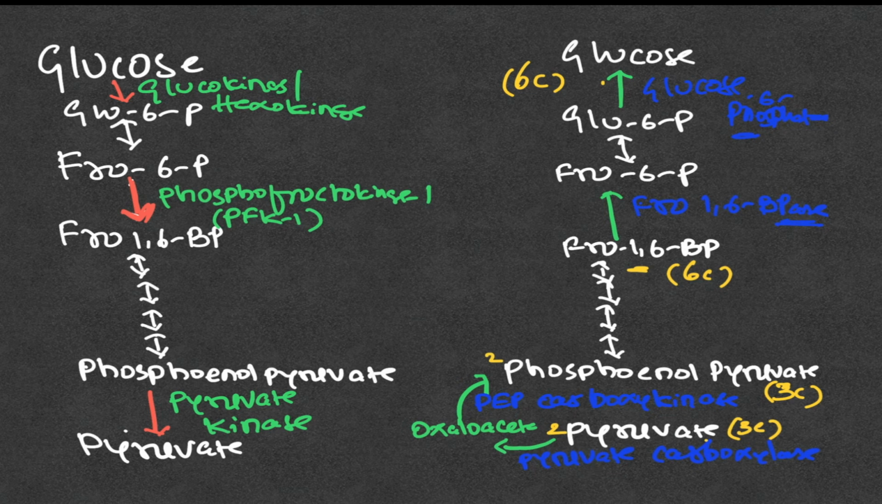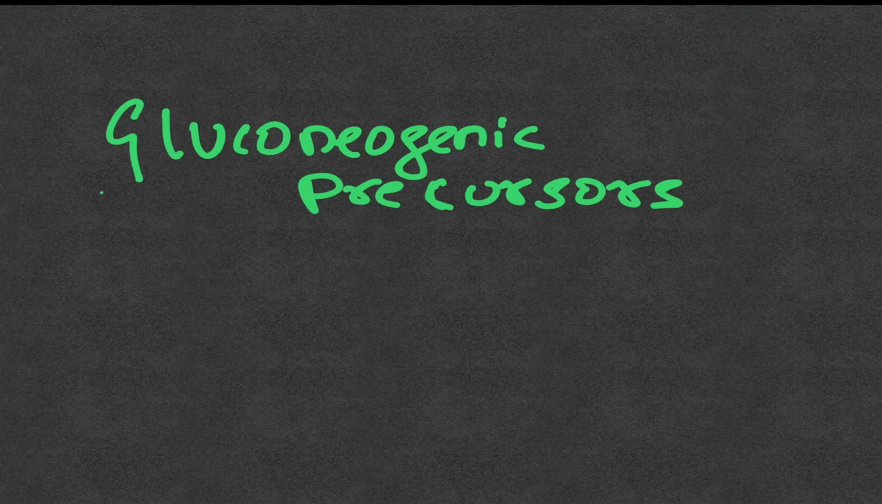We have pyruvate carboxylase, phosphoenol pyruvate carboxykinase, fructose 1,6 bisphosphatase, and glucose 6 phosphatase. Out of these 4 enzymes, the most regulated enzyme in gluconeogenesis is fructose 1,6 bisphosphatase. I am going to explain the regulation later. Now, how do we get this pyruvate, or what other substrates can make glucose molecules? That we are going to see in subsequent slides.